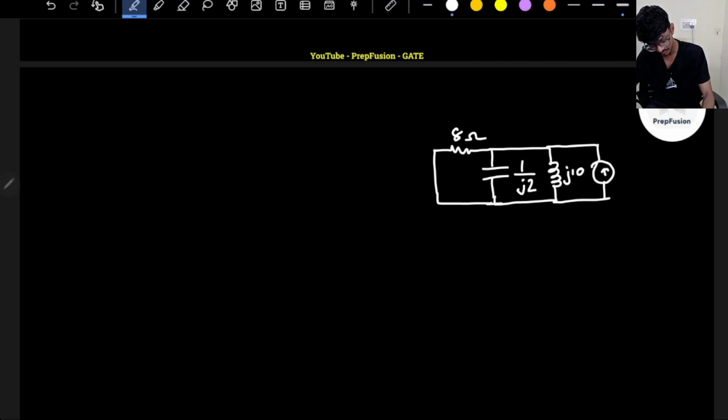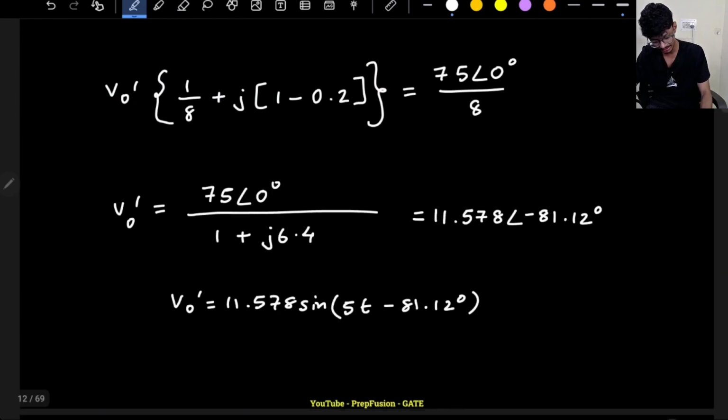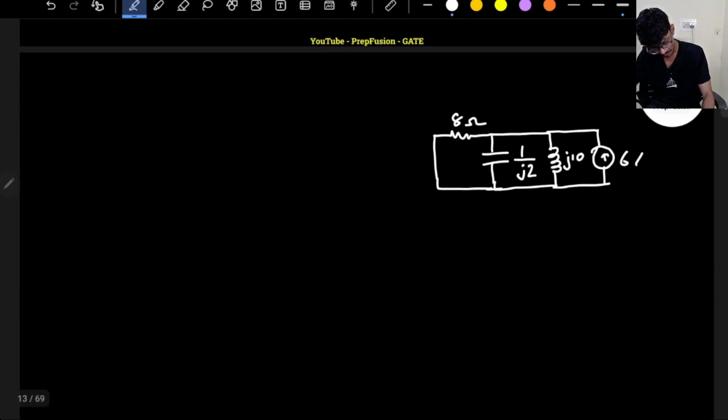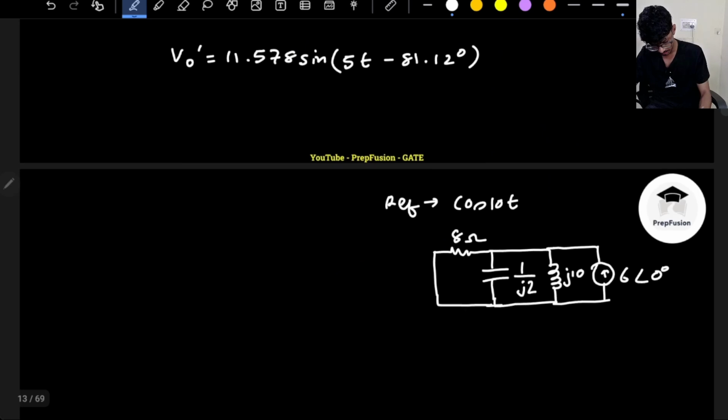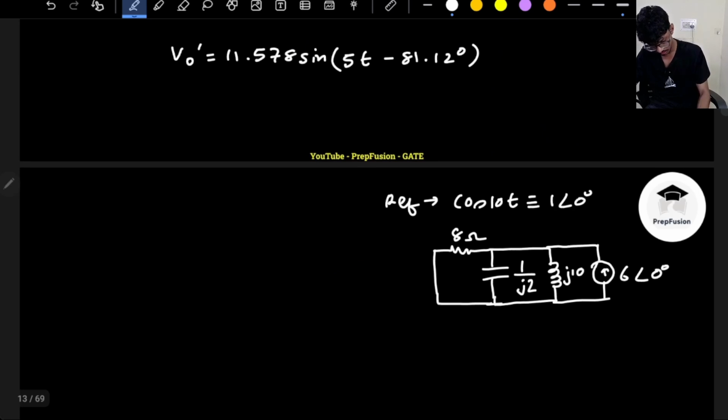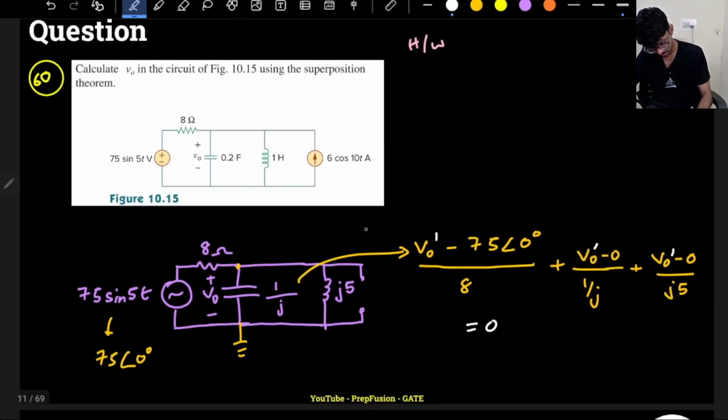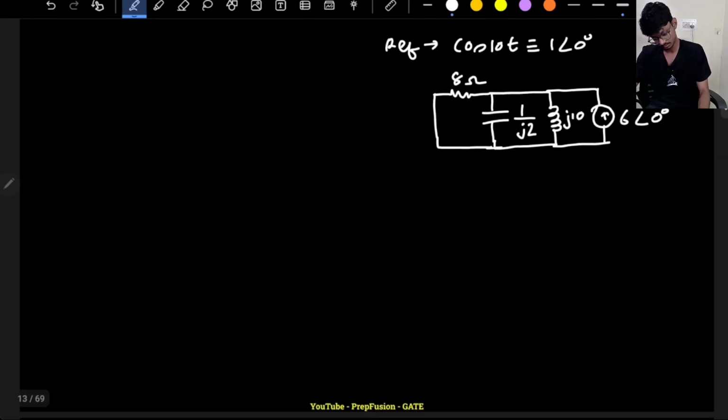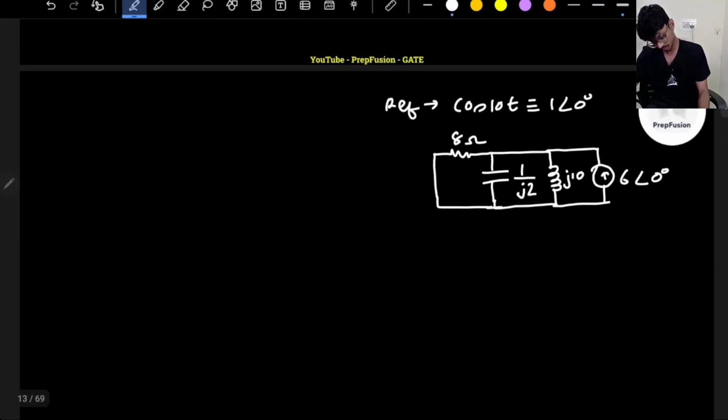Now of course the frequency is different, so my assumption is that cos 10t is the reference now. I can choose whatever I want. This is equivalent to 1 angle 0, and here my reference was sine 5t, which is 1 angle 0.